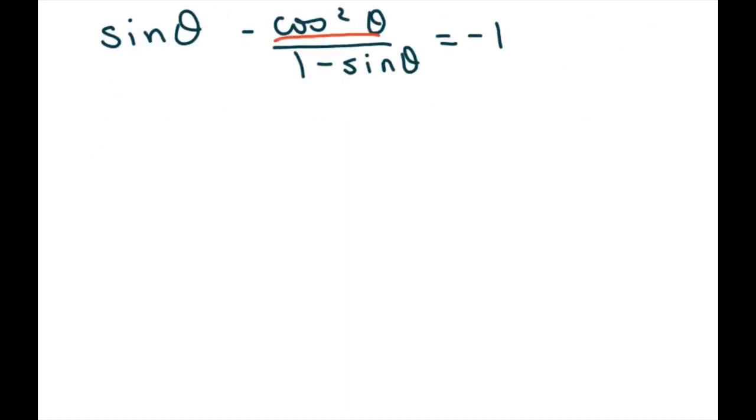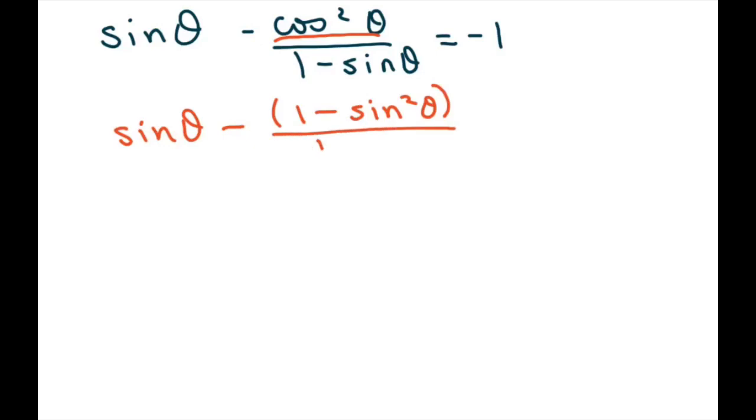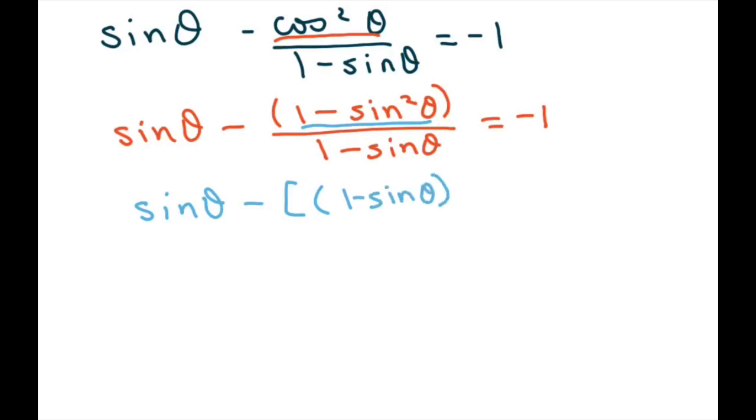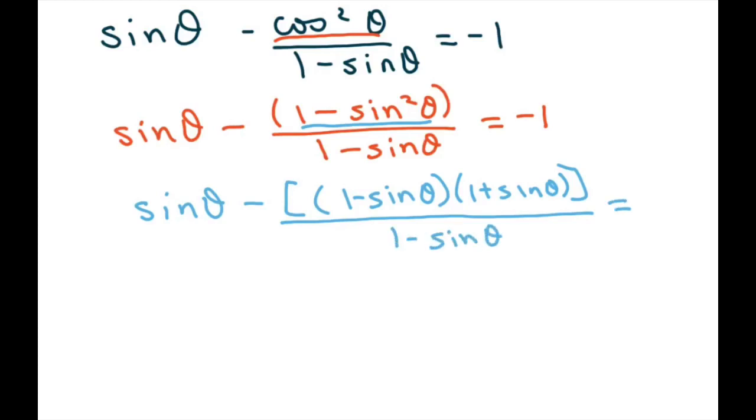we're going to do the same thing. So we write sine of theta minus, make sure you put this in parentheses, 1 minus sine squared of theta over 1 minus sine of theta. And then we have equals negative 1. Now let's break this down using our difference of squares factoring. So that's going to be 1 minus sine times 1 plus sine, divided by 1 minus sine. And this equals negative 1.